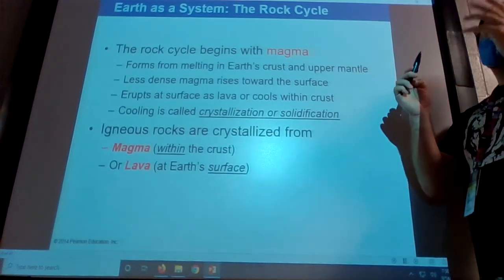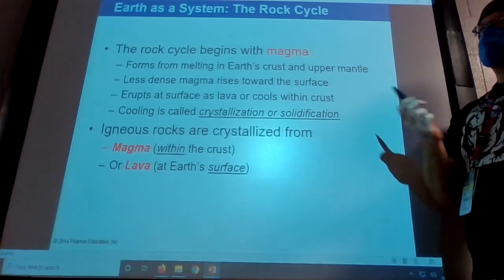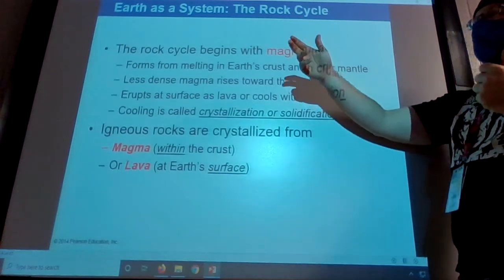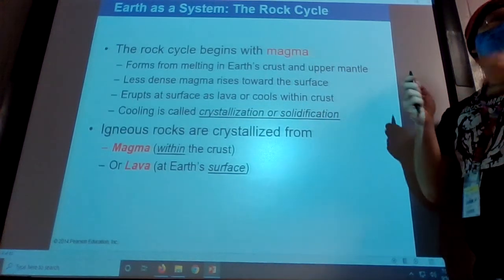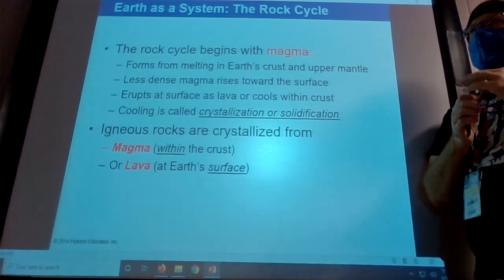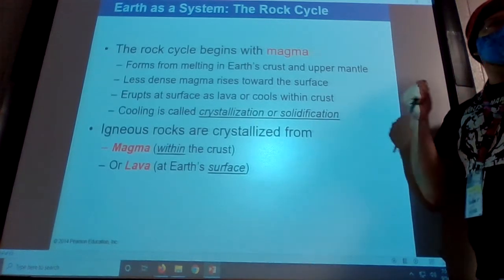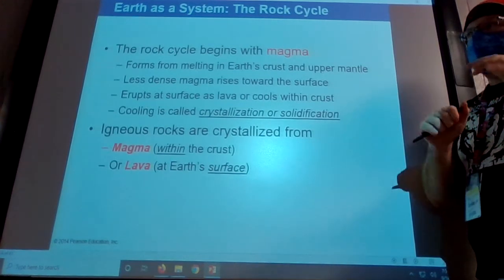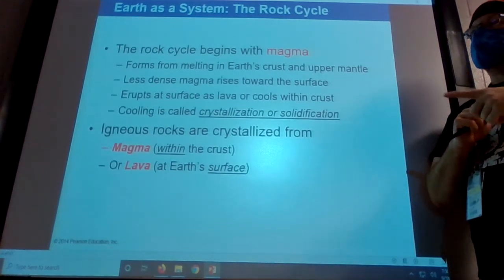So in general, when you have a wheel, you've got to have some place to start. We're going to start with igneous rocks, and say that the rock cycle begins with magma, because ultimately that's where we began at the very, very beginning of the Earth. Everything was molten and hot as the Earth was starting to form and cool down, and so our very, very first rocks were igneous rocks.